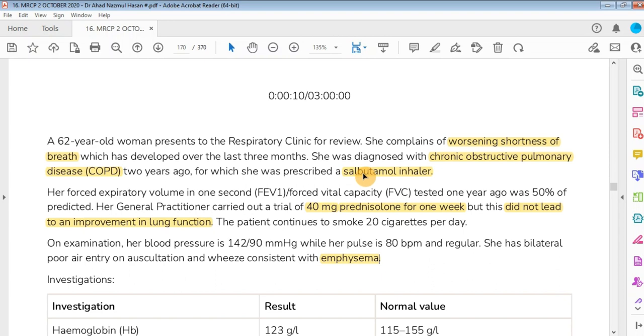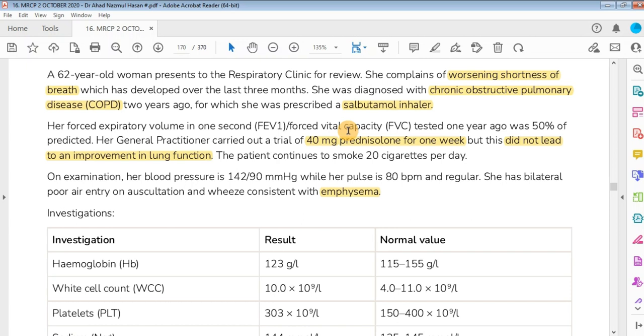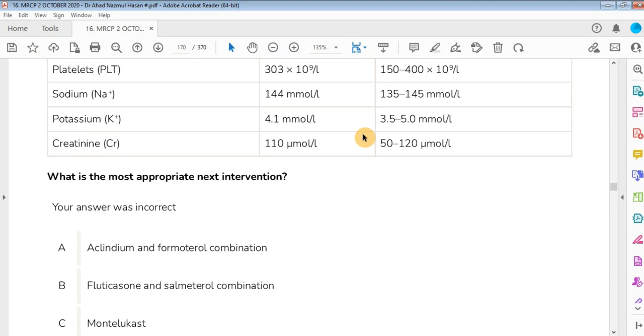So this is a patient with COPD exacerbation, and the patient is taking a short-acting beta agonist. And the patient has not been responsive to the steroid therapy. So what should be the next step? So when to go with ICS and when to go with LABA in case of COPD?